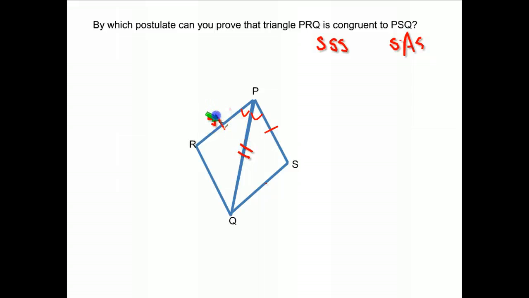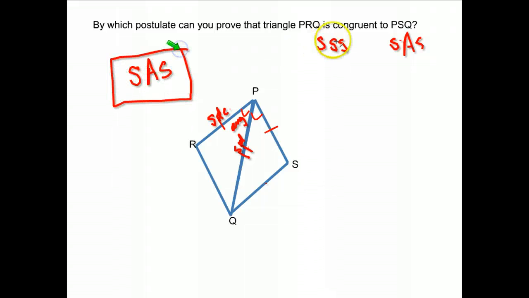Okay, notice I have a side, and the angle between them in the triangle are congruent to the side, and the angle between them in this triangle. So for this picture with this given information, I could prove they're congruent by side, angle, side, and not by side, side, side this time. So it all depends on what you're given.